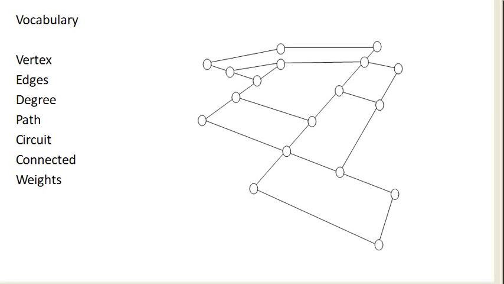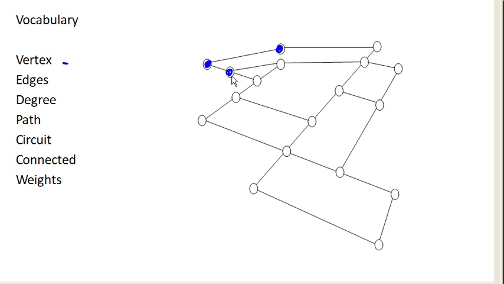So before we go any further, let's talk about some of the vocabulary involved with graph theory. So first off, a vertex. A vertex is each of these things. It is the dots, the locations where edges meet. So this might be where two streets meet, like an intersection.